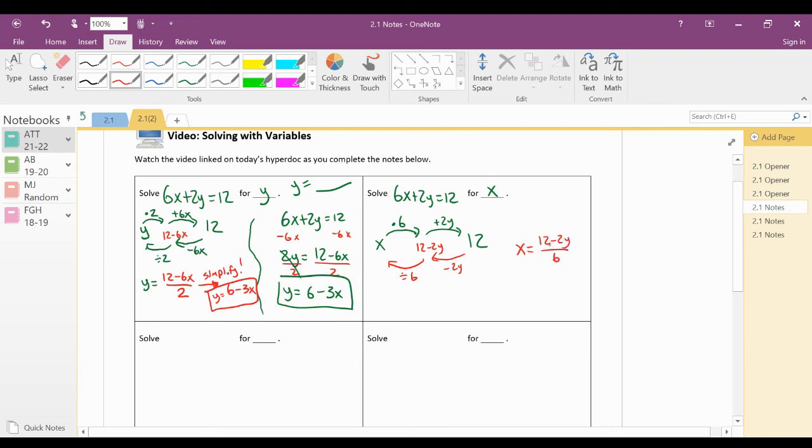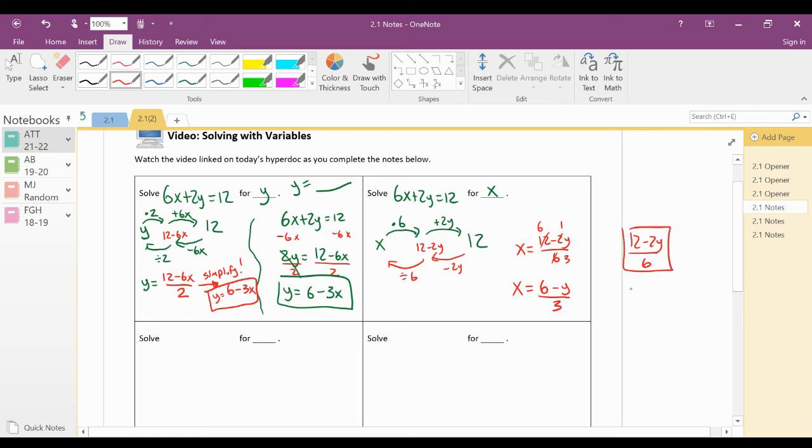Not the prettiest answer because negative 2y is not totally divisible by 6. I could reduce. It looks like I've got a bunch of even numbers in here. So I can reduce everything by a factor of 2 if I really want to. And that would give me x equals 6 minus y all over 3. So that's one thing you could do because the 12 and the 2 and the 6 all reduce by a factor of 2. You could also leave it as 12 minus 2y over 6.